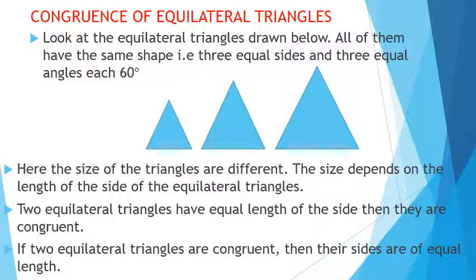If two equilateral triangles have equal length of side, then they are congruent. If two equilateral triangles are congruent, then their sides are of equal length. If it is said that these two triangles are congruent, it means their sides are of equal length.